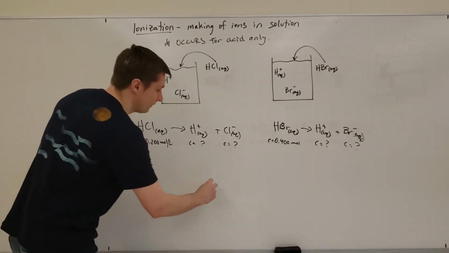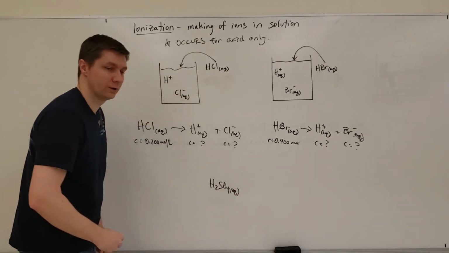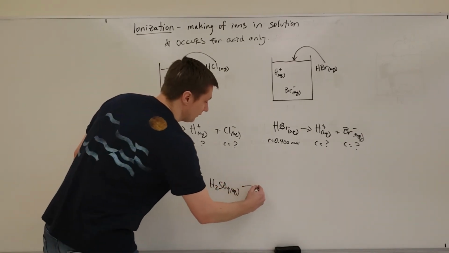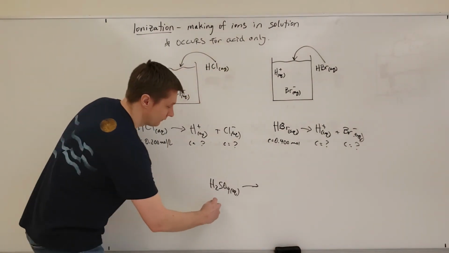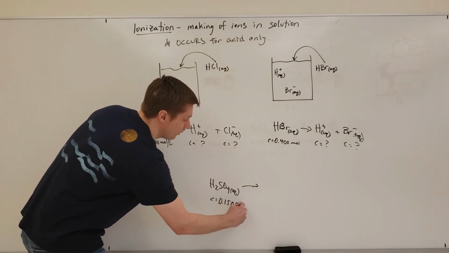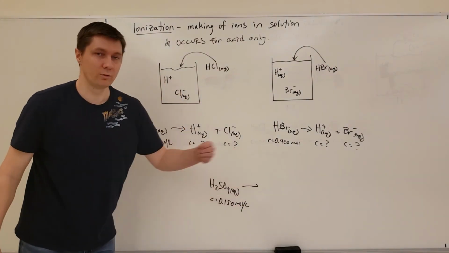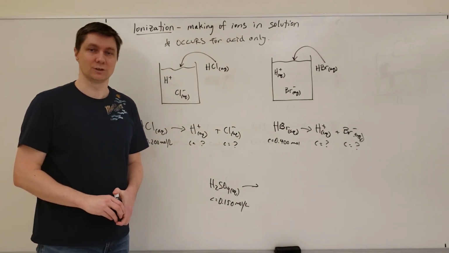Another one that you can do is H2SO4. This is also a strong acid that will undergo an ionization. And so what are the ions that are going to be over here? And if the concentration of this acid was 0.150 moles per liter, what would be the concentration of the two ions that it makes in solution?